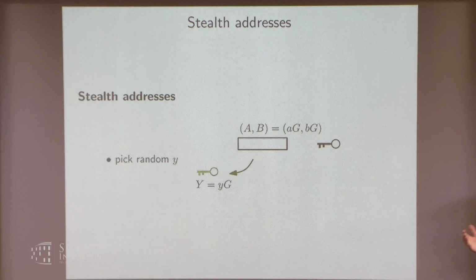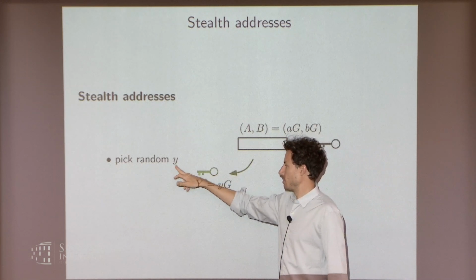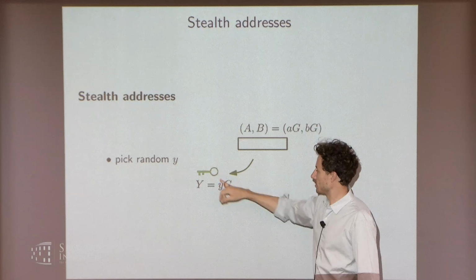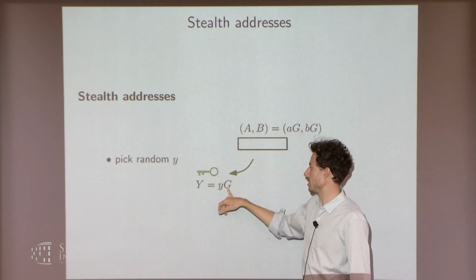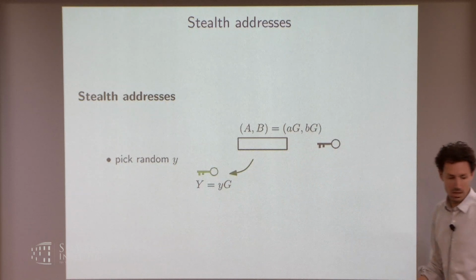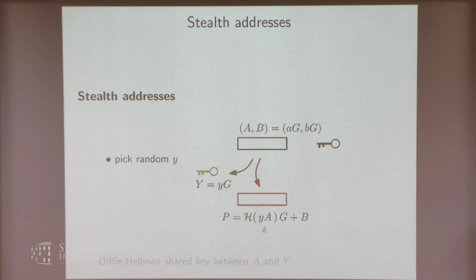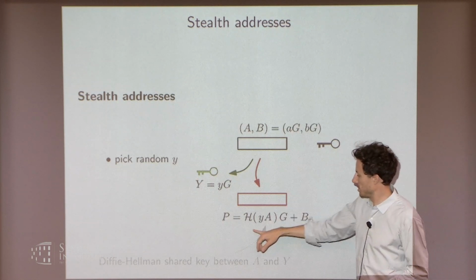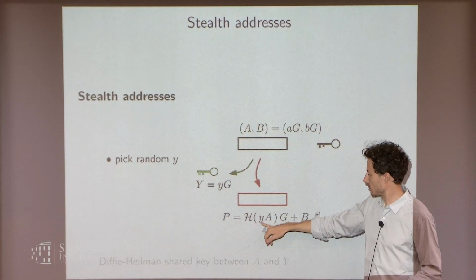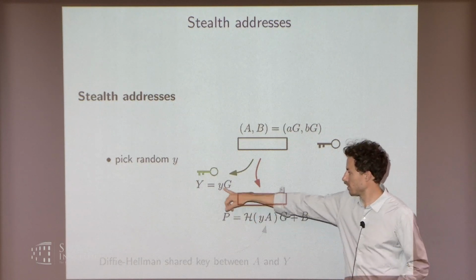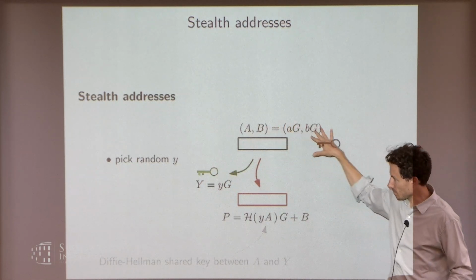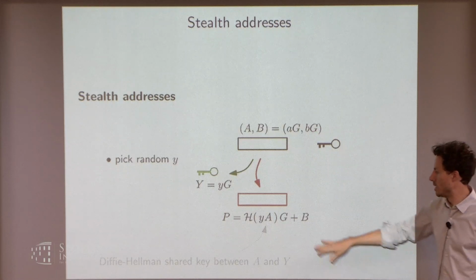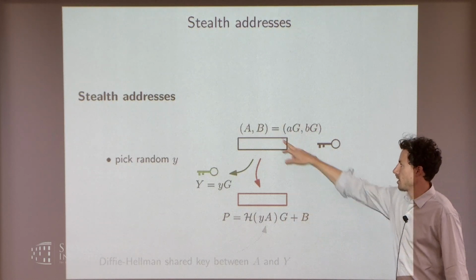So what does the receiver do? He chooses a random scalar y. He creates this transition key defined as y times g, so it looks like a Bitcoin public key for this secret key. And the stealth address, or the one-time address that is created, will be the hash of small y times capital A, so the randomness he picked and this part of the receiver's public key, times the generator plus the other part of the public key.